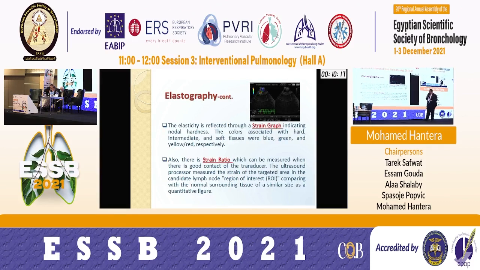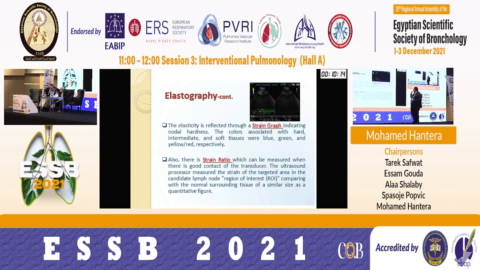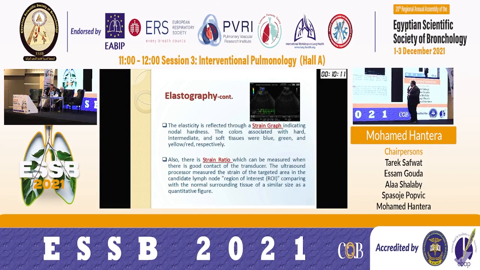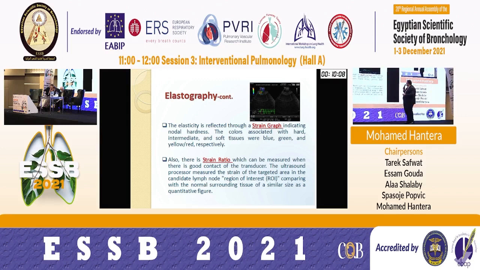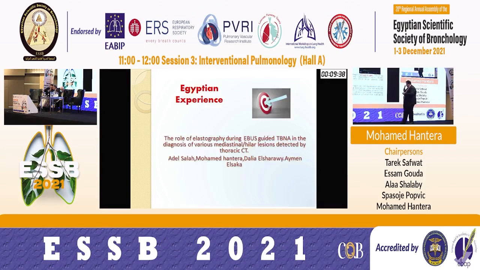This elasticity is reflected in two ways. Either a strain graph indicating nodal hardness, with colors for hard, intermediate, and soft tissue: blue, green, yellow, or red, associated with the type of tissue. Or as a strain ratio, which is a number measured by the technology when there is good contact with the transducer. A good contact means that I have a region of interest, and comparing this region with the surroundings, I get a number. So either use the colors, blue, green, and yellow, or use the strain ratio.